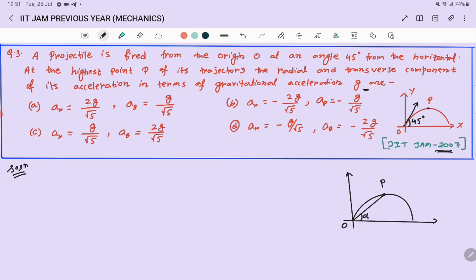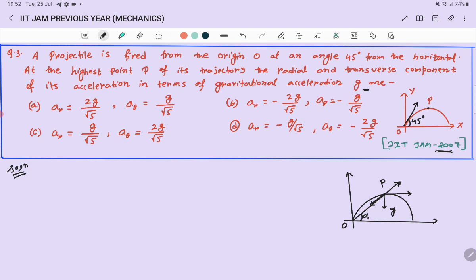So at this point, what will be the radial and transverse components? The radial component means the component along this direction, and the transverse means the component along this direction. But you know the direction of acceleration is along the ground, downward. So this will be the actual G. Now what is the component of G along the radial direction? This is opposite to the radial direction, and this is the transverse direction.